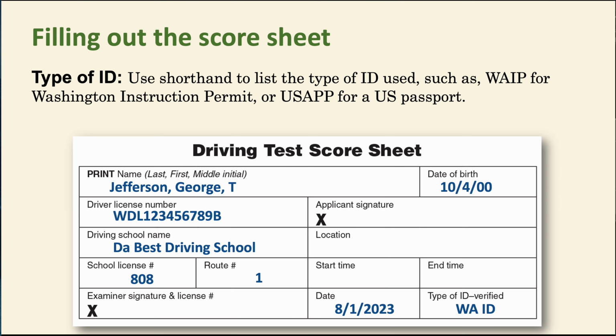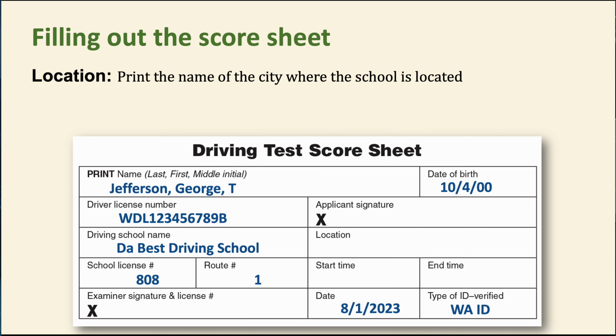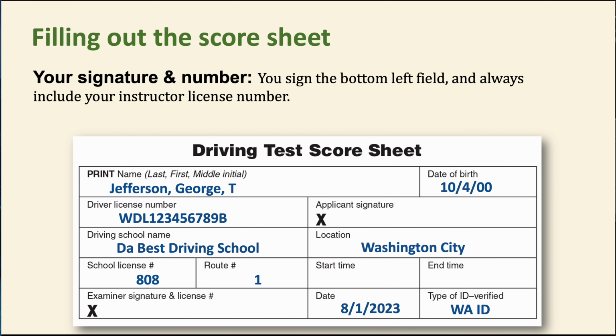If you put Washington State ID but they didn't actually have one, that's a problem. That's a problem for you and for the school. So make sure you get it right and put down the one that's on there. Make sure you print the name of the city where the school is located. Hopefully, again, your school pre-prints them with this on there already.